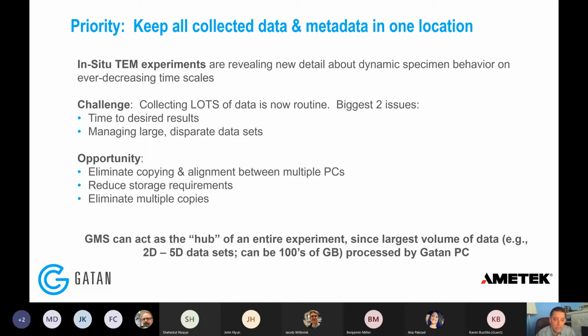So GMS, to a large extent, can act as the hub of an entire experiment today. The largest volume of data typically is the imaging, or it could be the STEM, right? These are two-dimensional images that you have to acquire and store. They can be single bit depth, they could be 12, 14, 16-bit depth. And so if you do that, say 100 or 1,000 or 10,000 times a second, the total storage requirements add up pretty quickly. And that's just the two-dimensional data.